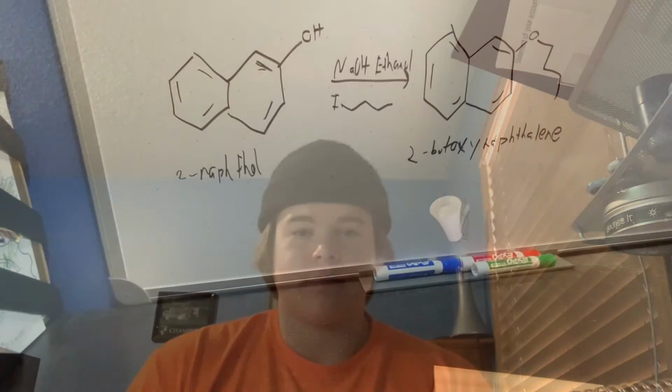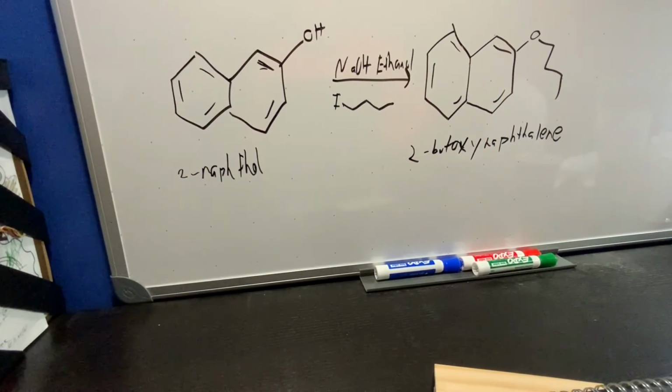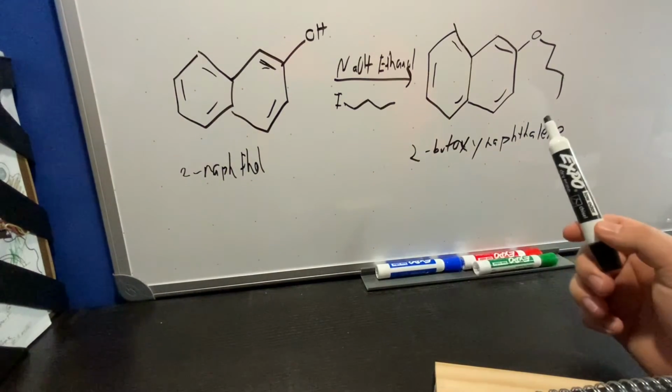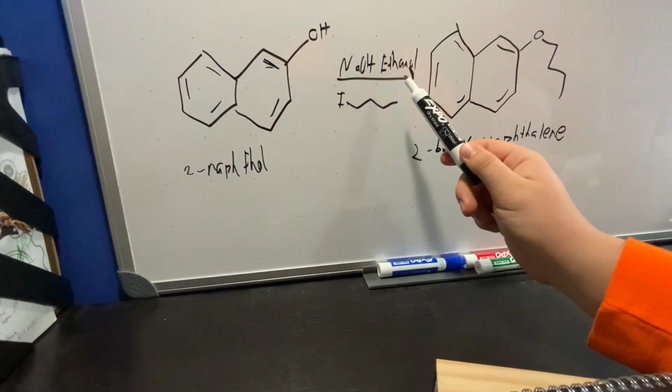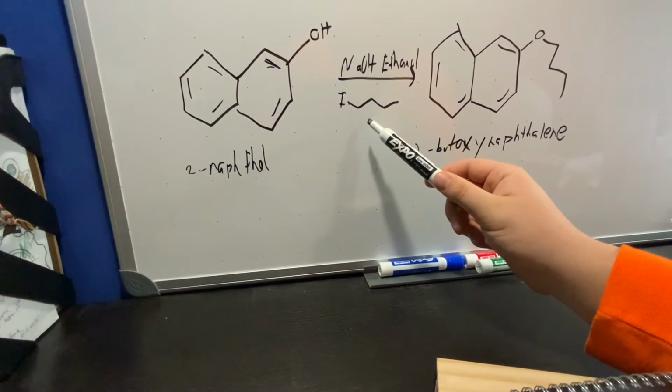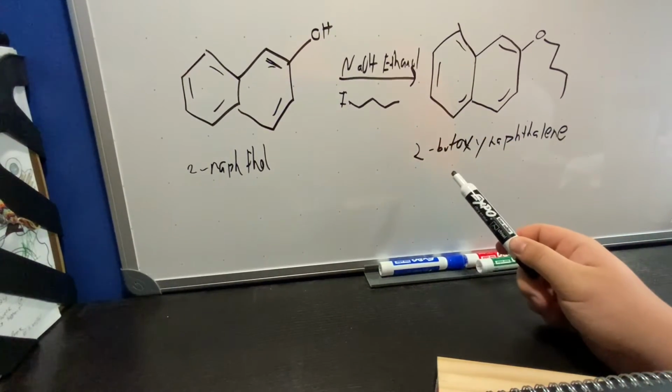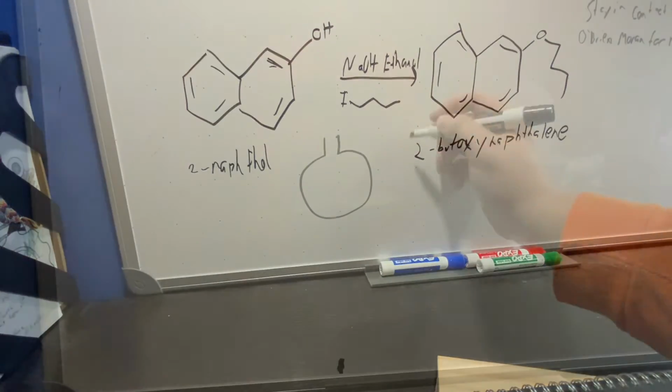Now, I will be reviewing the Organic Synthesis Online Lab. For the Organic Synthesis Online Lab, we will be doing a substitution reaction of 2-naphthol and using the solvent NaOH and ethanol, and the substrate iodobutane will be synthesizing 2-butoxynaphthalene.